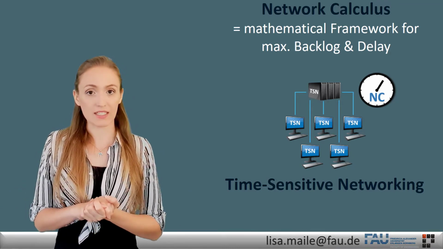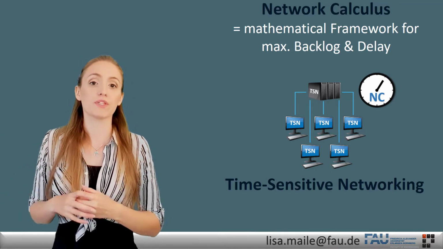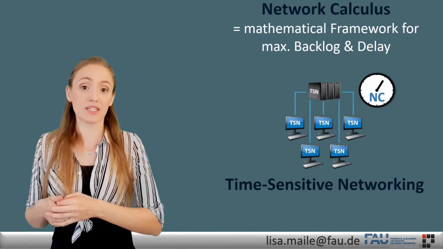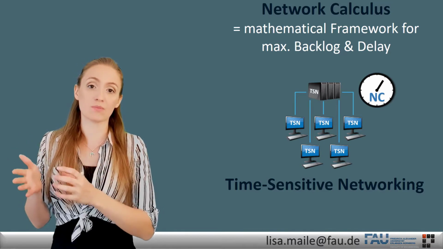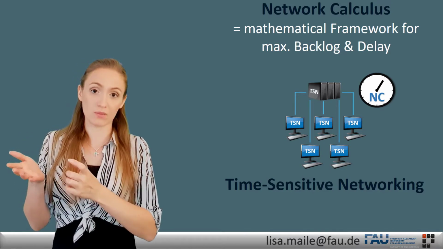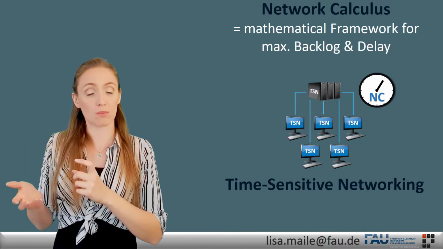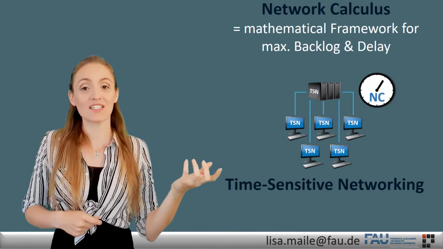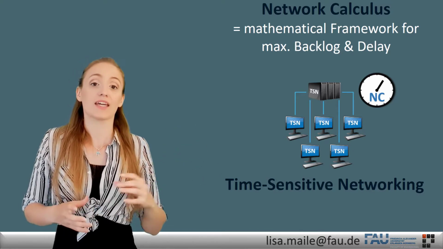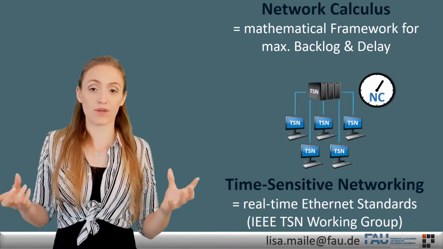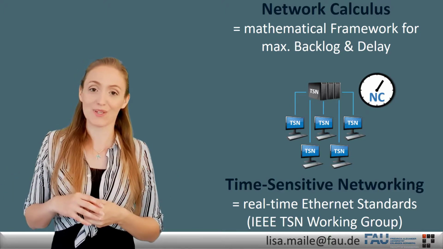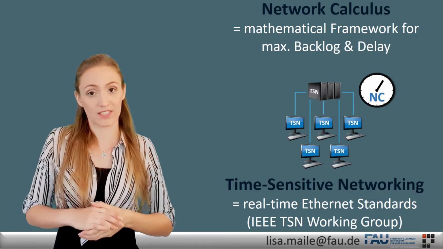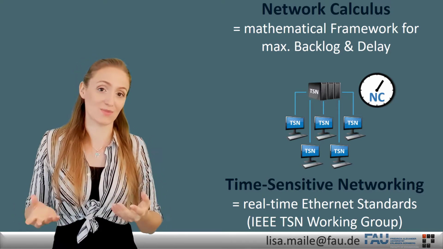Network calculus is a mathematical framework with which we can derive maximum backlogs and delays. Meaning, in the worst case, what is the maximum latency which my packet will experience in a network, and what is the maximum buffer sizes which I will have. And time-sensitive networking is a technology in which we use network calculus. It is a set of Ethernet standards developed by the TSN, short for Time-Sensitive Networking, working group, and it enables Ethernet with real-time capabilities for time-sensitive transmission.